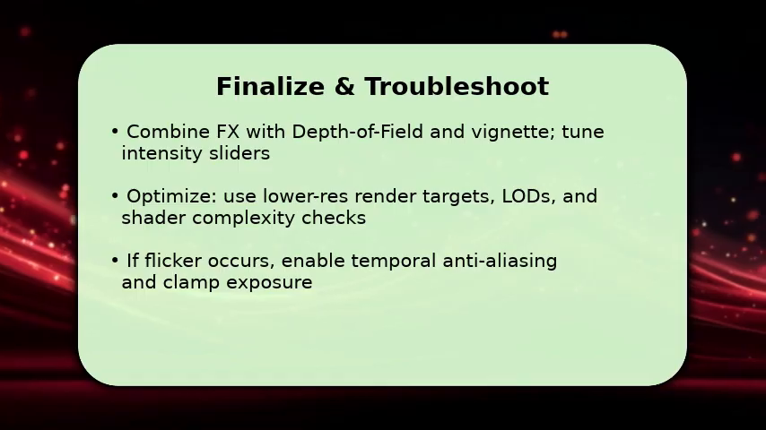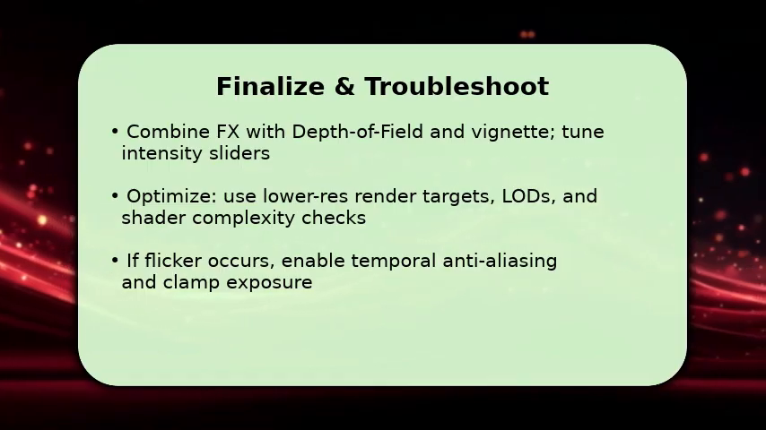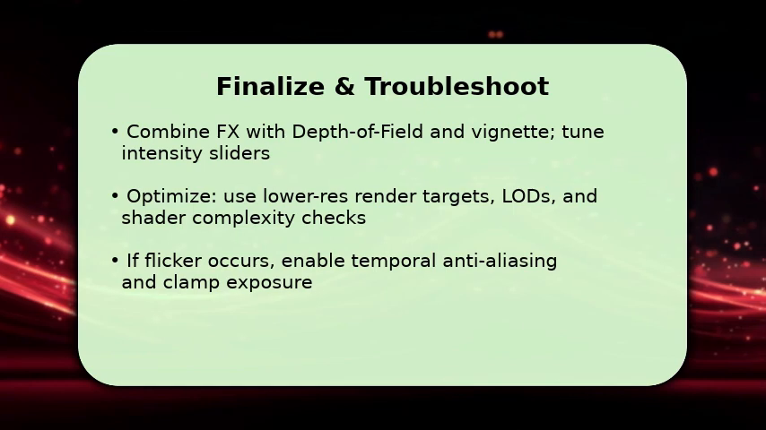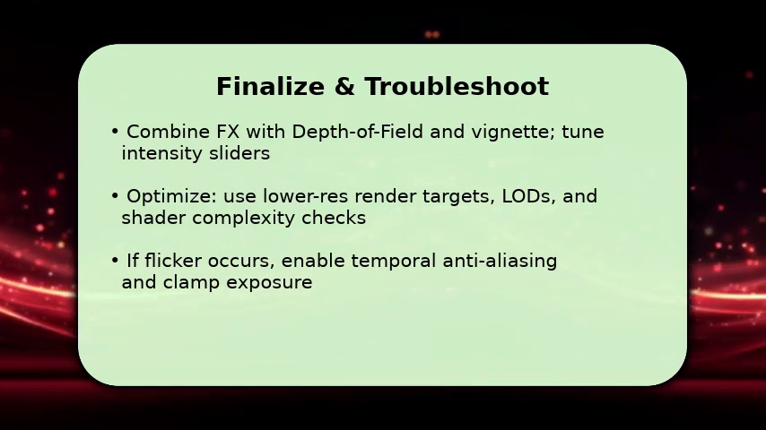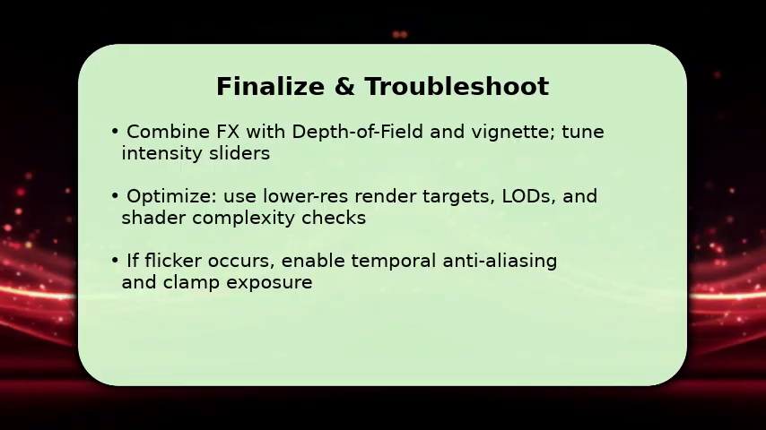If you see flicker or unstable brightness, make sure TAA or temporal AA is enabled and clamp automatic exposure values. That single fix resolves most jitter and flashing in night vision implementations.